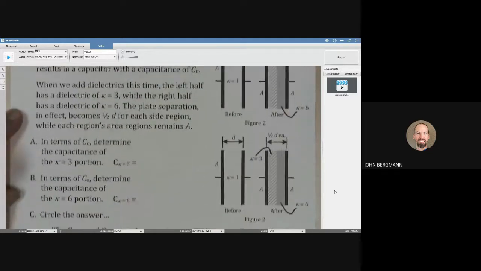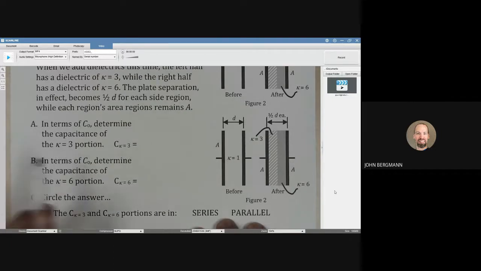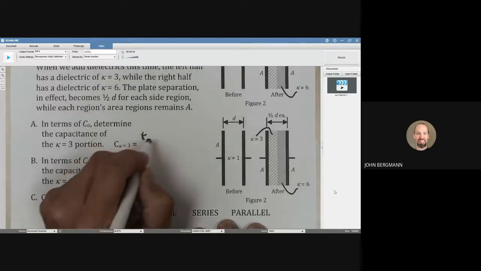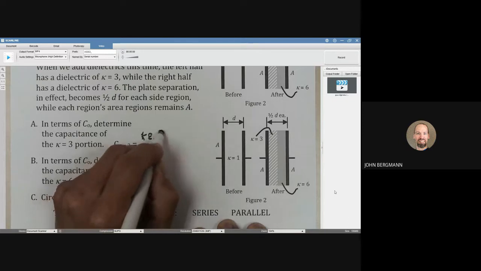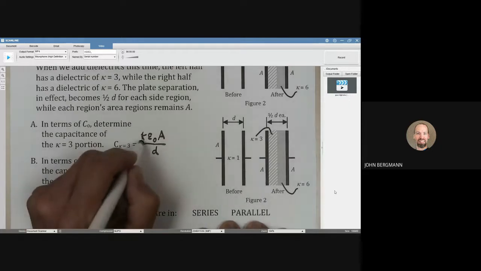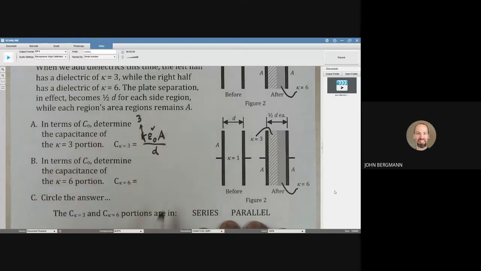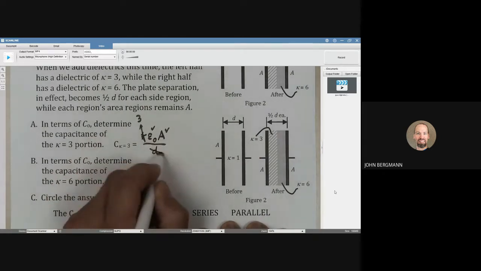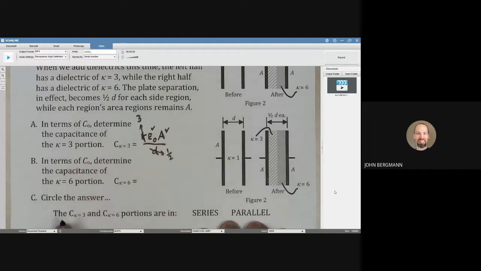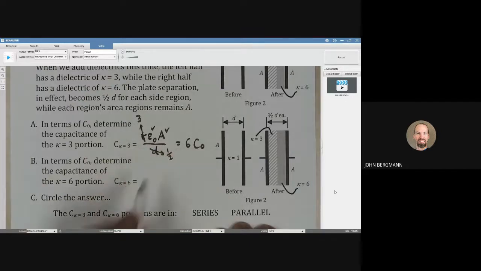In terms of C naught, determine the capacitance of the K equals 3 portion. Once again, the equation is K, or kappa, times epsilon naught times A divided by D. The dielectric constant is now 3. It was 1. Epsilon naught hasn't changed. The plate area is the same, but the plate separation is 1/2 of what it was. What does that give you? Doesn't that give you 6? 3 divided by 1/2.